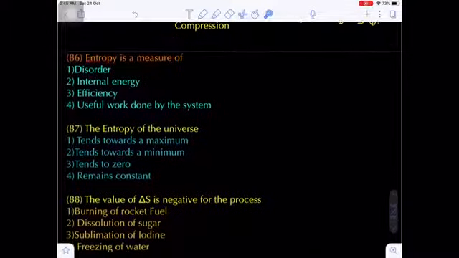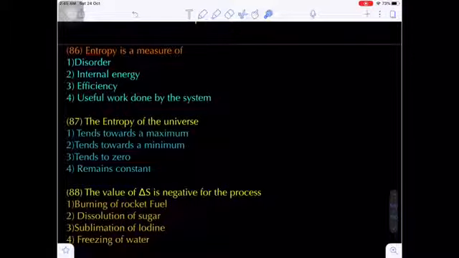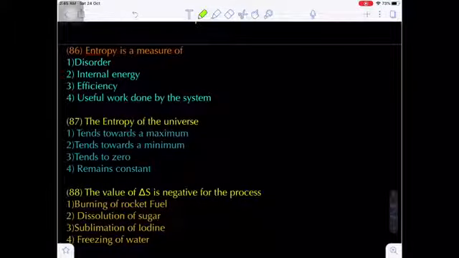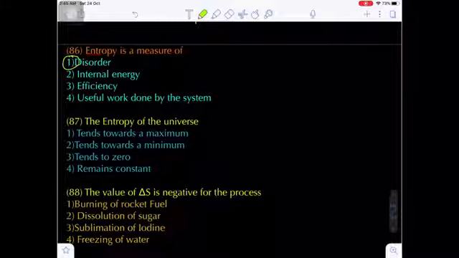Okay, now here we are going to discuss some numericals regarding the calculation of entropy change. Question number 86. Entropy is a measure of disorderliness, randomness of a system. This is a direct, basic question.